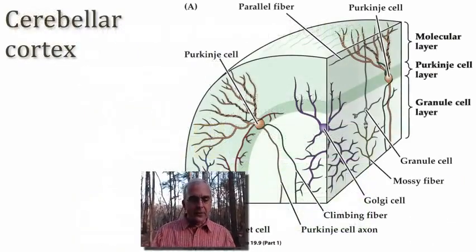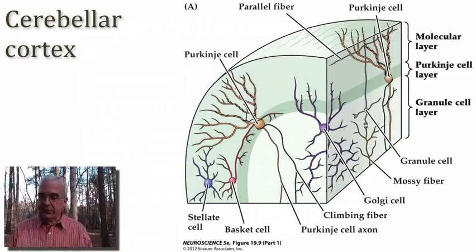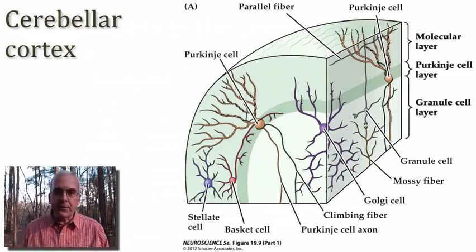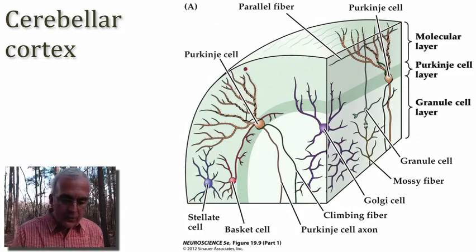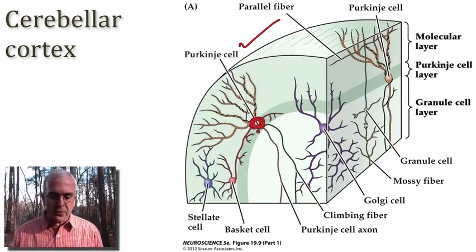Okay, now let's have a deeper look into the cortex of the cerebellum, and I want to tell you about some of the important neurons that we find there. The principal neuron that we find in the cerebellum is a very large neuron called the Purkinje cell, and it's really one of the most beautiful neurons that you'll ever want to see under the microscope.